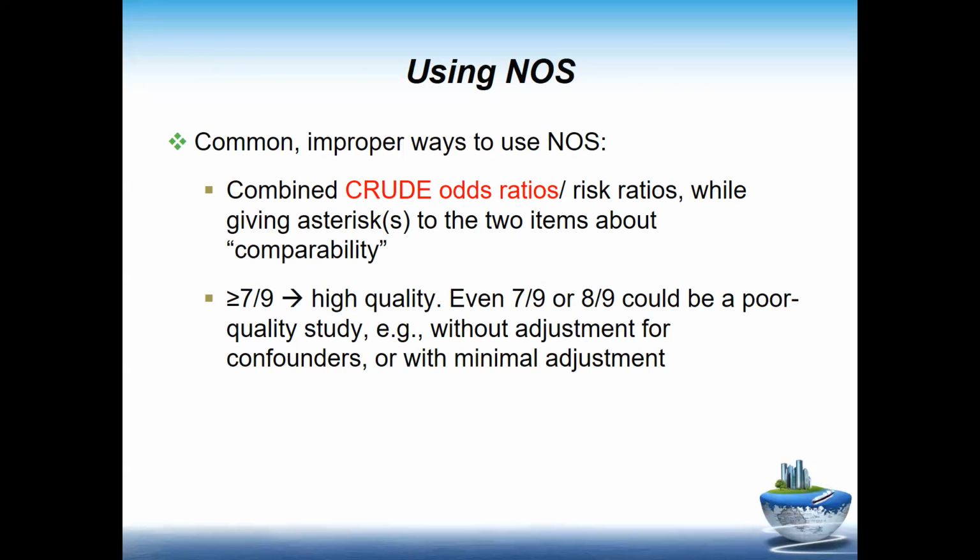Another common improper way, I think, as I mentioned earlier, is to combine the crude odds ratios from primary studies. In an observational study, the crude odds ratio or risk ratio is not reliable because it has not been adjusted for confounding, right? So this is actually the same as this issue. No control for confounding. I think that's not appropriate.